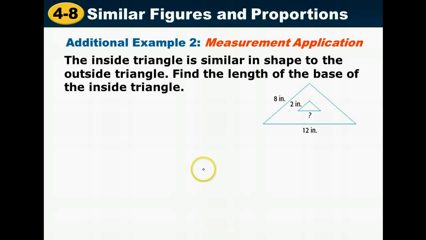Okay, so now go ahead and try this one and see if you can find the missing value right here on the smaller triangle. Remember, the bigger one is similar to the little triangle. So let's find the missing value. All right, go ahead. Don't wait there.